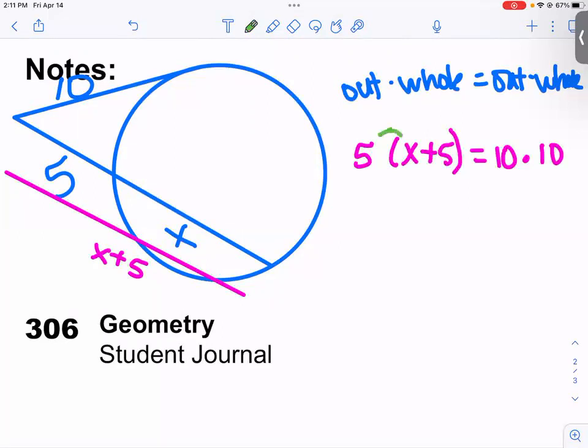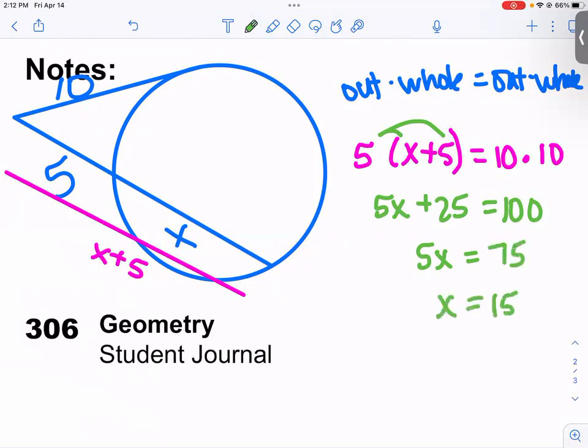If we distribute the 5, we have 5x plus 25 equals 100. She divided the 5 over first and then subtracted the 5, and that's fine. But either way, x equals 15.